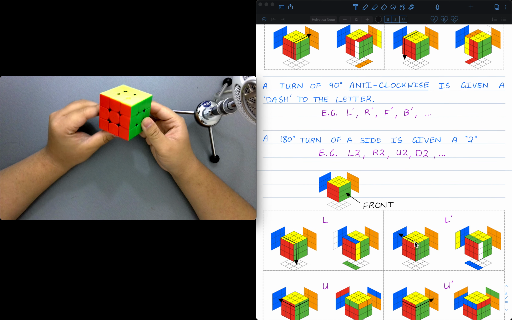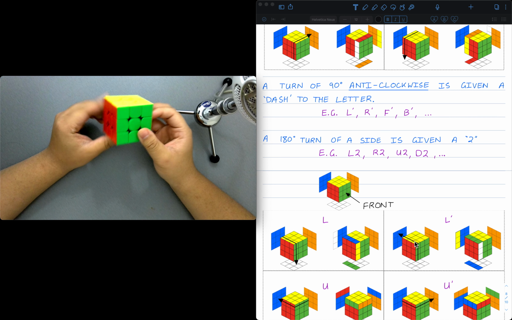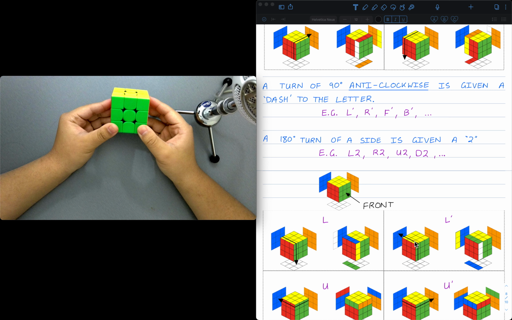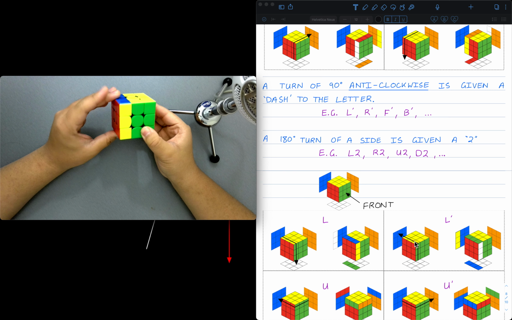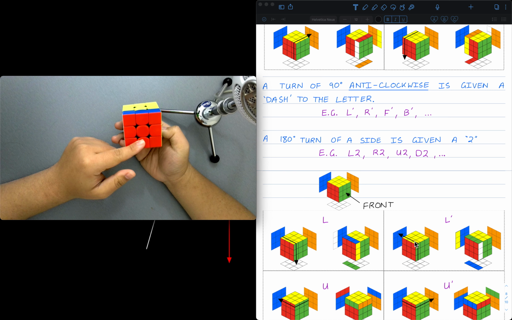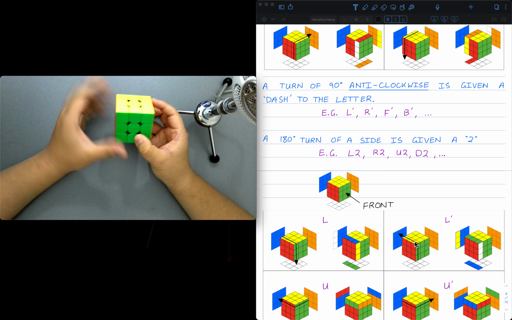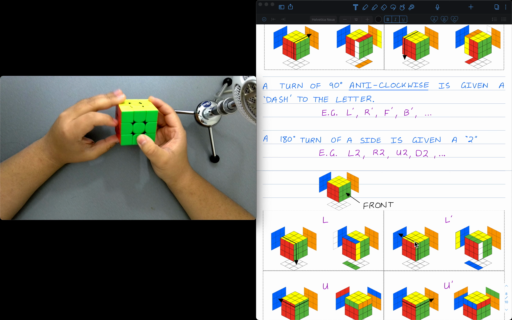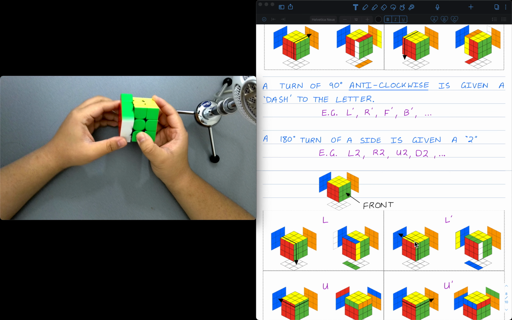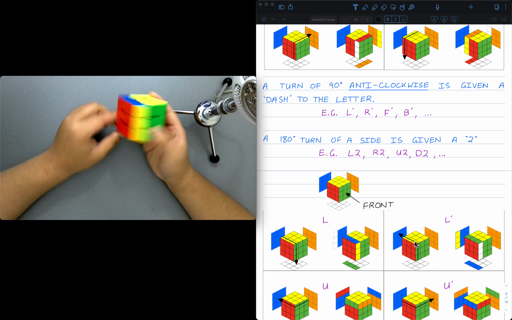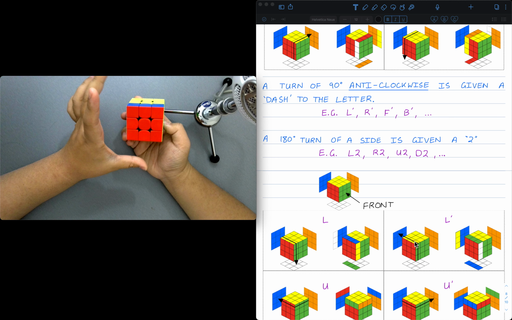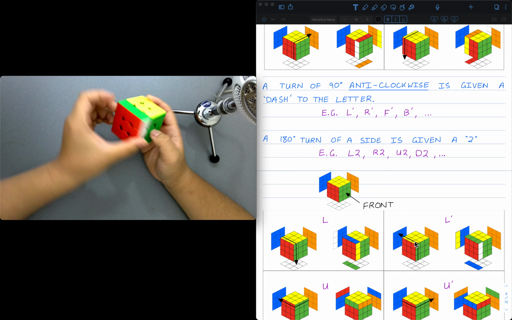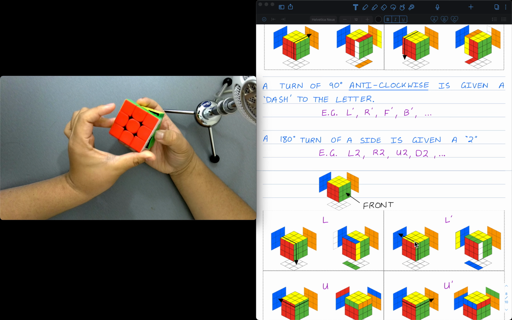So looking at the picture again, I'm going to match it. So this is going to be front. I'm going to hold it like this. This is L. It's clockwise if I were to look at it. But this is L dash. I like to call it L prime. It's a lot better. L prime. So if this is L, because it's going clockwise, this is L prime, because that is going anti-clockwise.